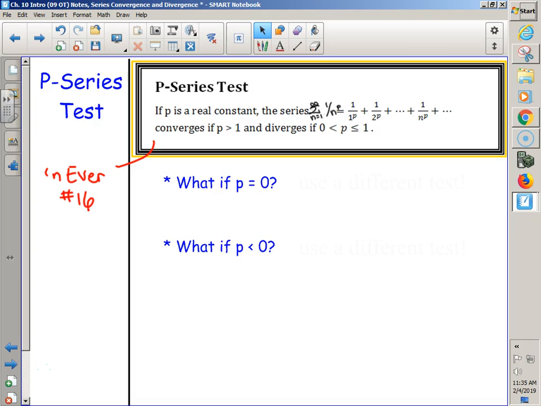If p is a real constant, in the series from 1 to infinity, plug in 1, plug in 2, plug in 3, plug in 4, it will converge if p is greater than 1 and diverge if p is between 0 and 1. Oh, I did it backwards up there. Silly me. Lo siento. There we go. That wasn't very helpful, was it?